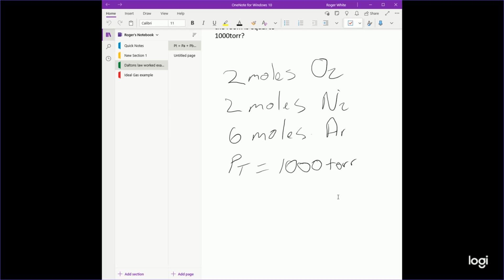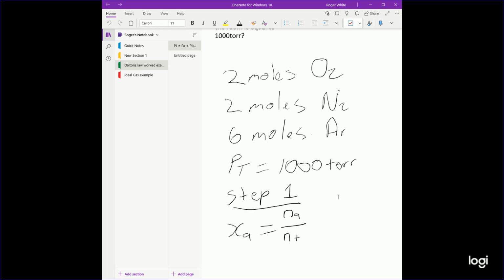So the first thing we want to do, step 1, go through it step by step, is convert the moles that we have to a mole fraction. If you recall from the previous video, the rule for the mole fraction was XA, the mole fraction, equals the number of moles of A divided by the number of moles total. So let's work that out.